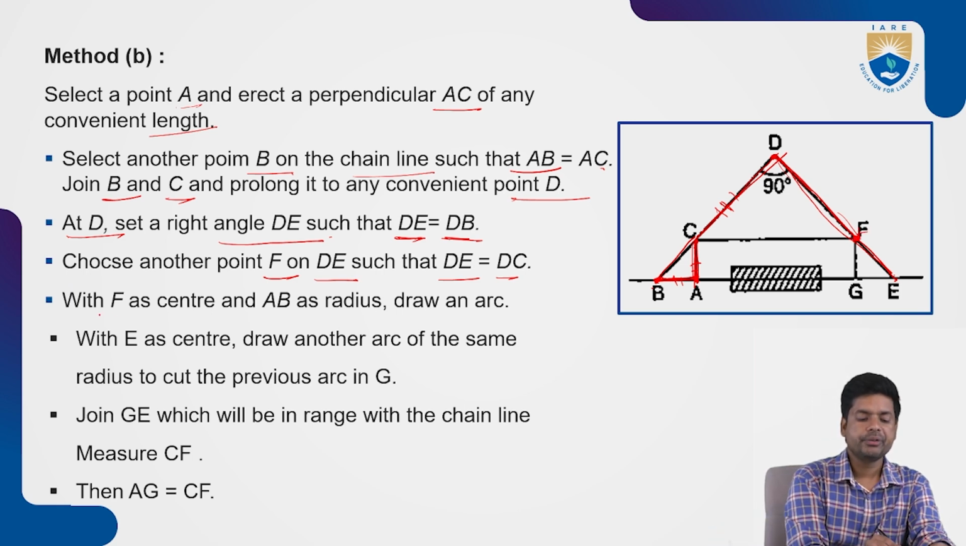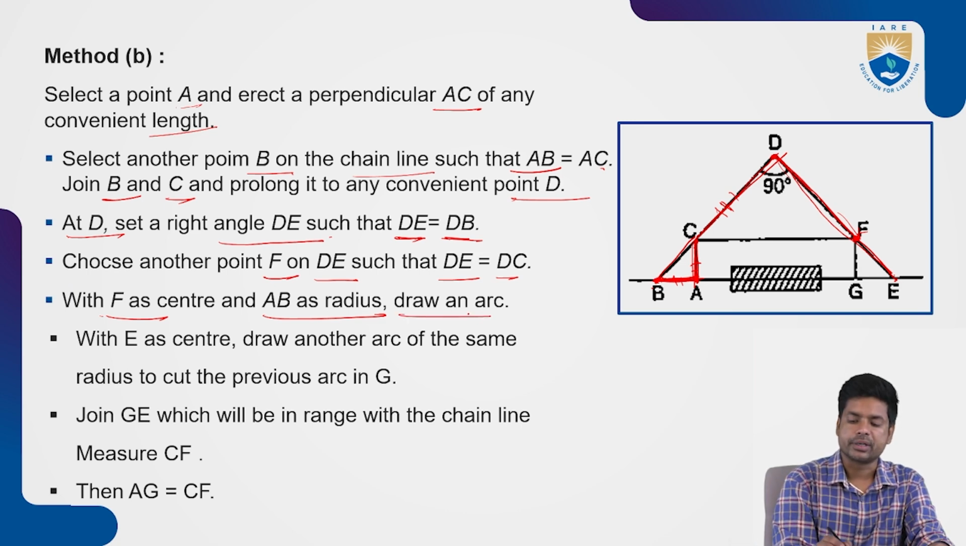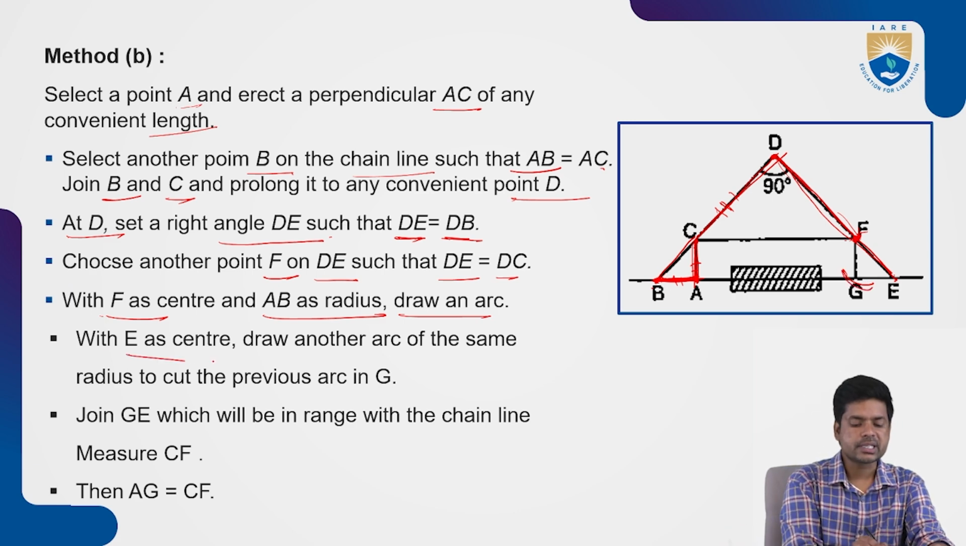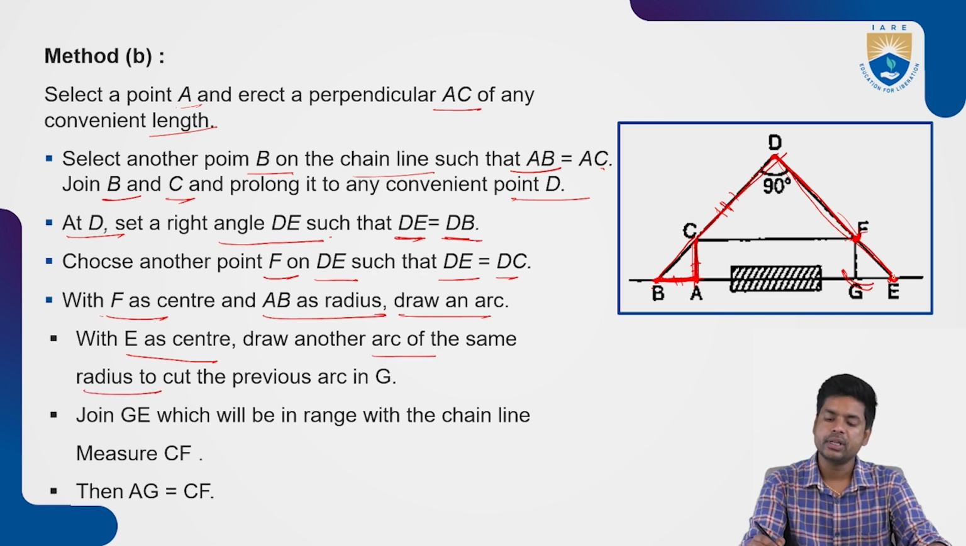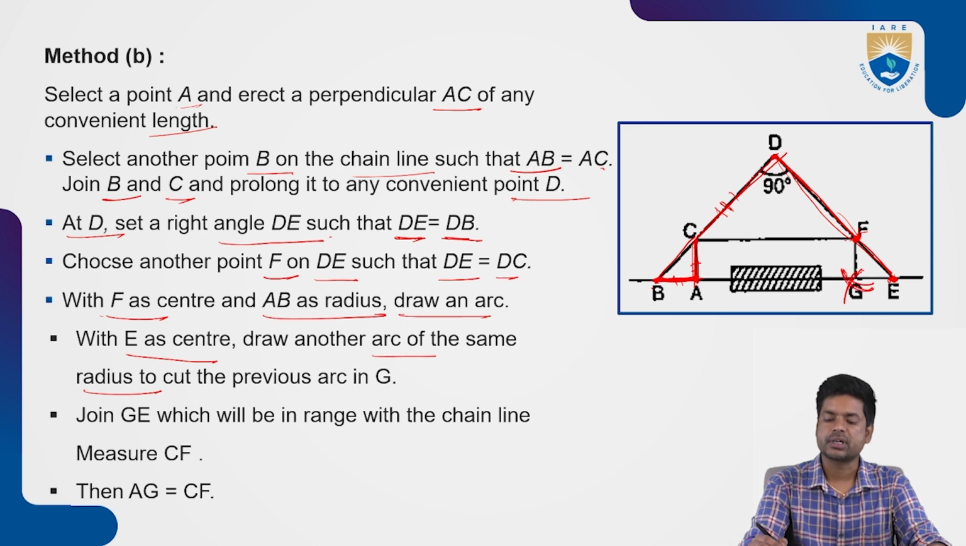Now with F as center and AB as radius, draw an arc like this. Then with E as center, draw another arc of the same radius to cut the previous arc at G. To cut the previous arc, we draw one more arc from point E, and here we establish a point G.